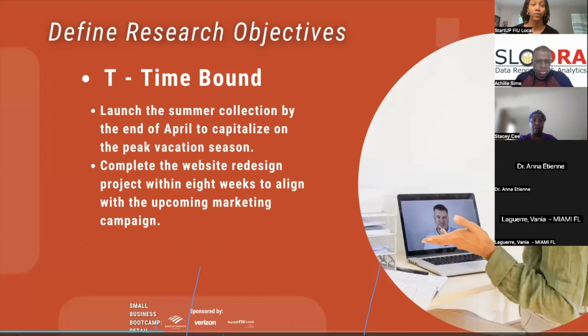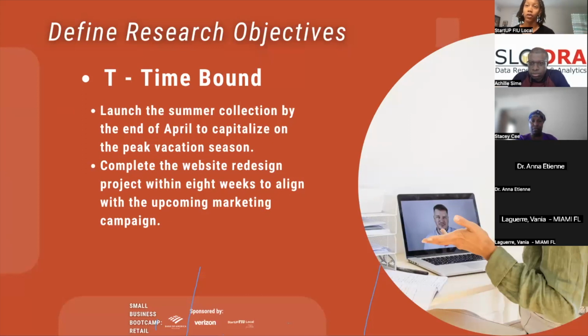And make sure that those goals, again, still have the other measurable factors that should be included. And then time-bound. Make sure that there's a deadline, a finish line for your goals. Launching a summer collection by the end of April to capitalize on peak vacation season, that is a time-restricted objective. Completing a web design project within 8 weeks to align with an upcoming marketing campaign is a time-defined objective. You need to have all of these pieces to make sure that your objectives are definitive enough for you to then create audiences around them, utilizing the different parts of the market research process.